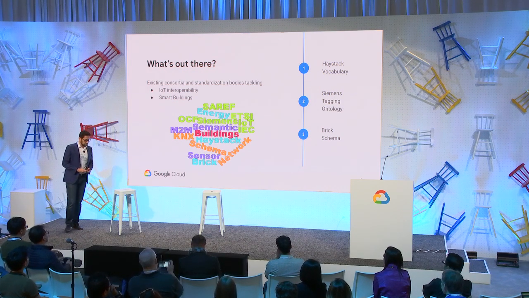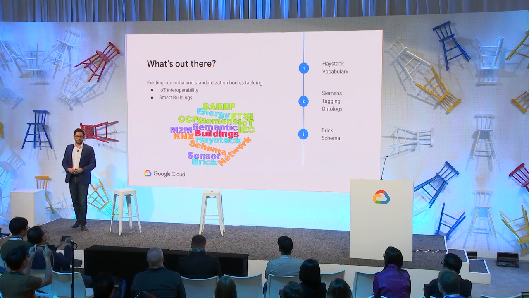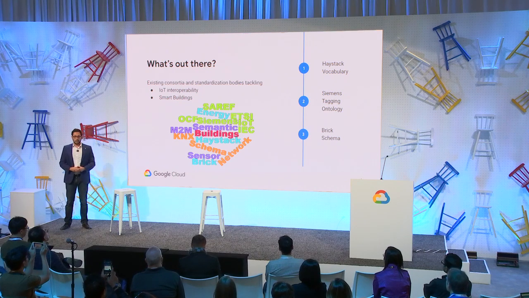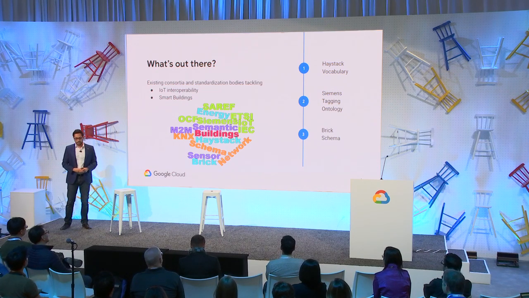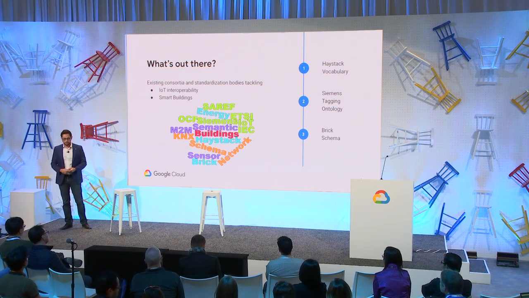So there's a lot of ontologies out there. We didn't want to reinvent the wheel at Google, so we looked at what is out there. I'm going to focus in the following just on 3 of them. And as you can see with the cloud tags, there's really a lot, like SAREF, and KNX, M2M ontology. I'm going to focus only on 3 of them.